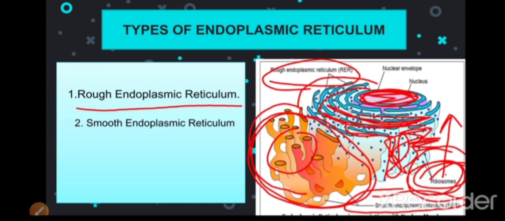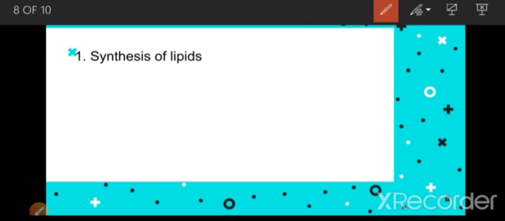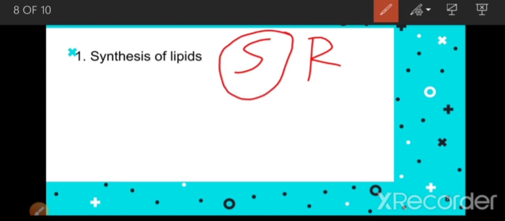It's about the types of endoplasmic reticulum. Now let's look over the different functions of the endoplasmic reticulum, or we can say what is the significance of endoplasmic reticulum. So number one, if you're talking about the synthesis of the lipids, then can you guess which type of endoplasmic reticulum it involves in the synthesis of lipid, smooth or rough? Obviously, the smooth endoplasmic reticulum, it involves in the synthesis of lipids and the fats.